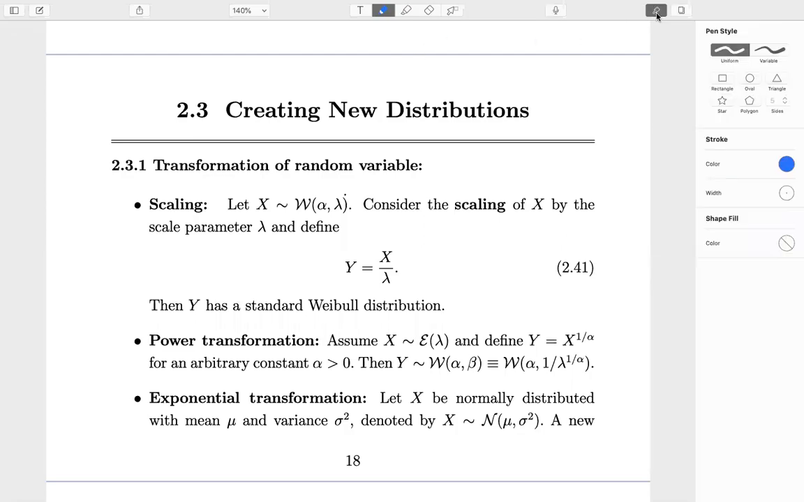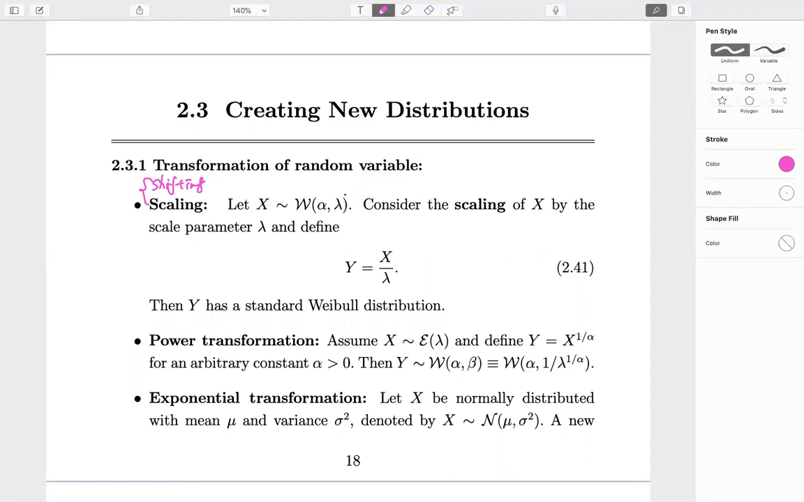Previously, we introduced some famous continuous distributions. And now in this video, we're going to learn some new techniques to create new distributions from those we already know. So in this section, the title is Creating New Distributions. The first technique is called scaling. Sometimes, we also combine it with shifting. So shifting and scaling are often combined to create a new random variable.